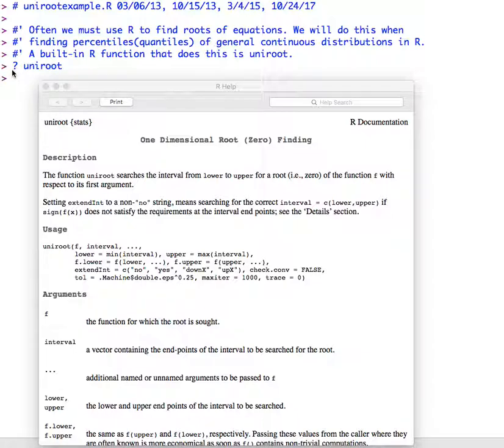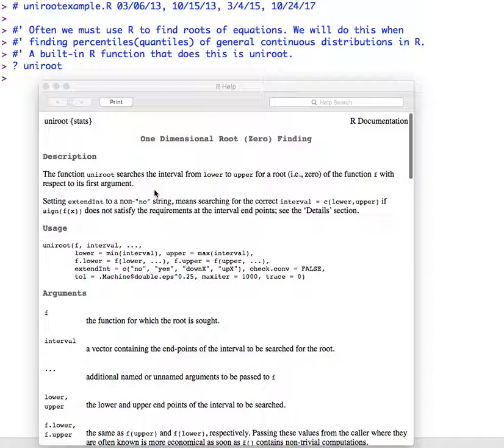If you type question mark uniroot to bring up help, you get something which looks pretty unintelligible to start. The simple thing here is it says the function uniroot searches the interval from lower to upper for a root, that means a 0, of a function f with respect to its first argument. Let's actually do this with an example.